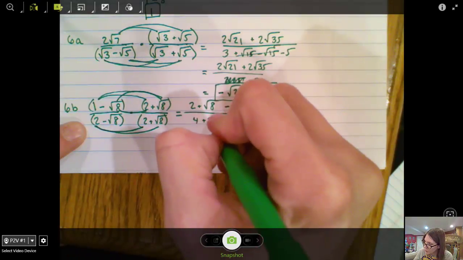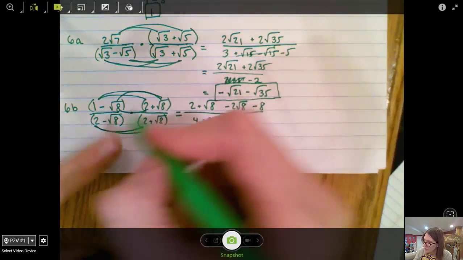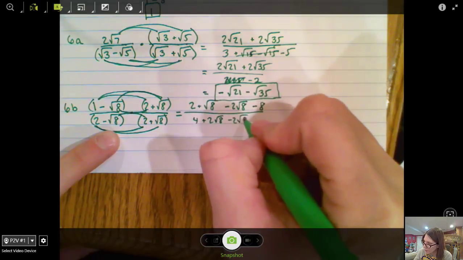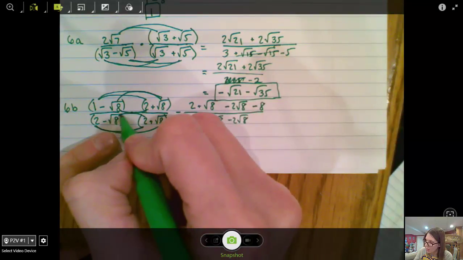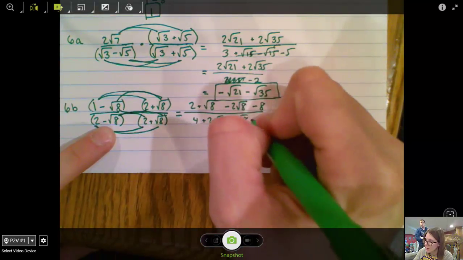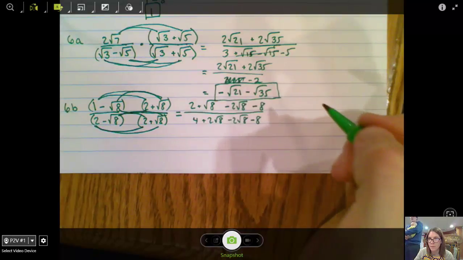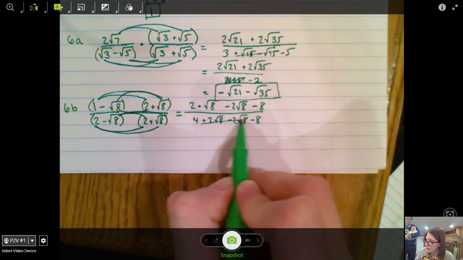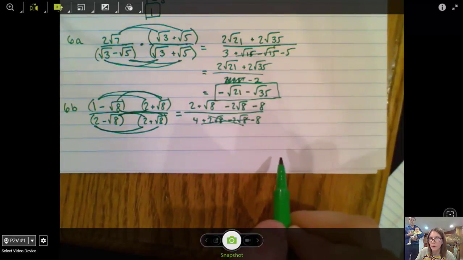Outside is plus 2 radical 8. Inside is minus 2 radical 8. And then last, negative square root of 8 times the square root of 8 is minus 8. Just looking at our problem, things that cancel out are 2 radical 8s in the denominator.